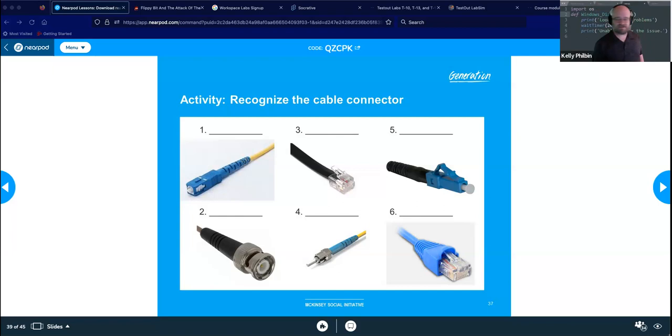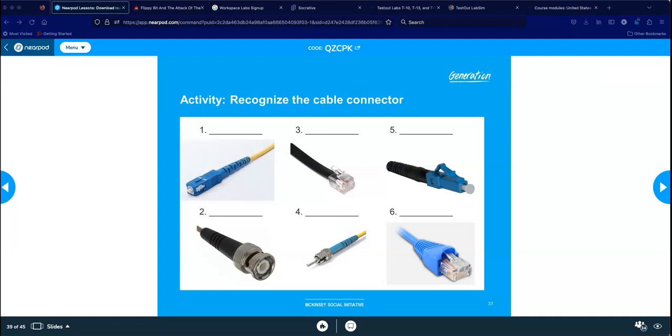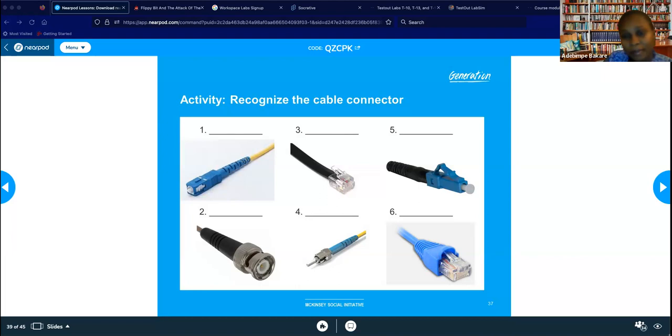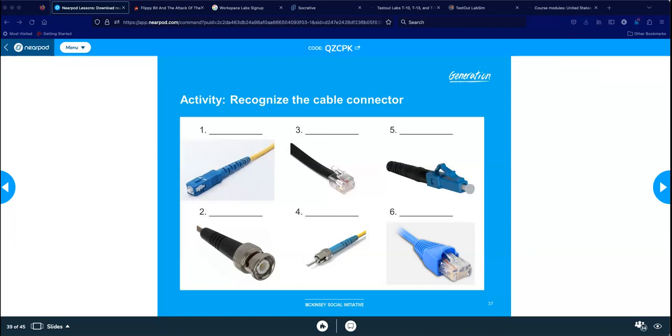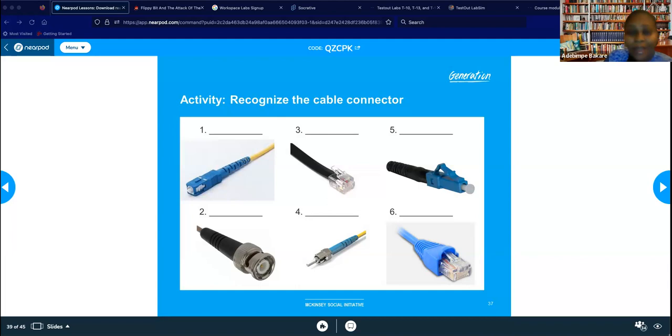It's two letters. It's got kind of a squarish shape. That's not RJ11. Getting some help in chat. Okay, SC. SC, square connector. Very good.